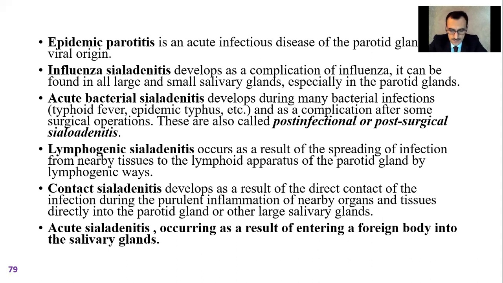Lymphogenic sialadenitis occurs as a result of the spreading of infection from nearby tissues to the lymphoid apparatus of the parotid gland by lymphogenic ways. Contact sialadenitis develops as a result of the direct contact of infection during purulent inflammation of nearby organs and tissues directly into the parotid glands or other large salivary glands. And finally, acute sialadenitis occurring as a result of a foreign body entering the salivary glands.